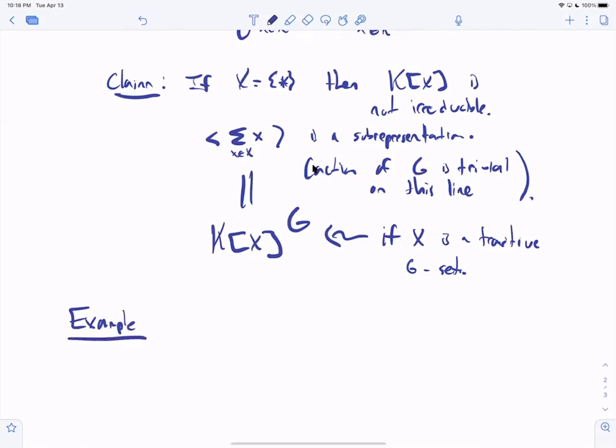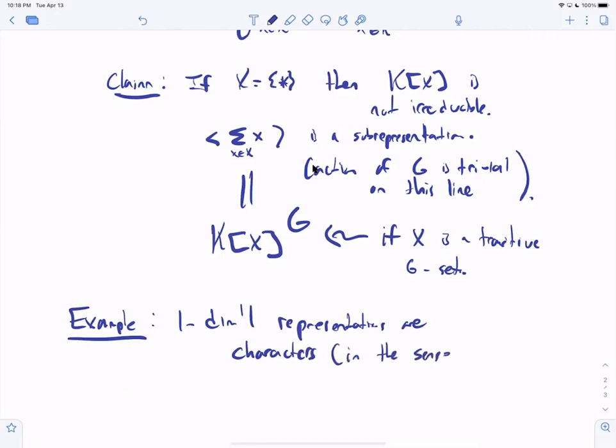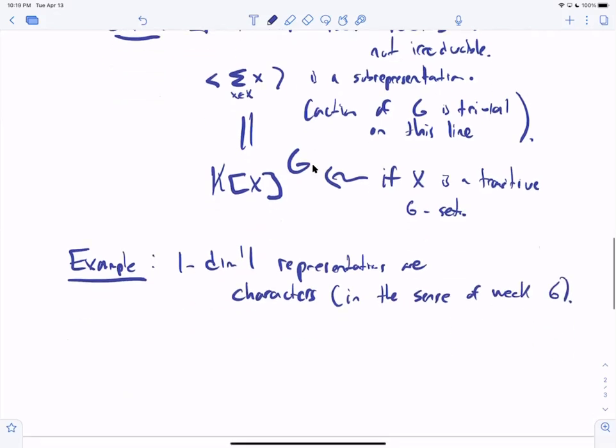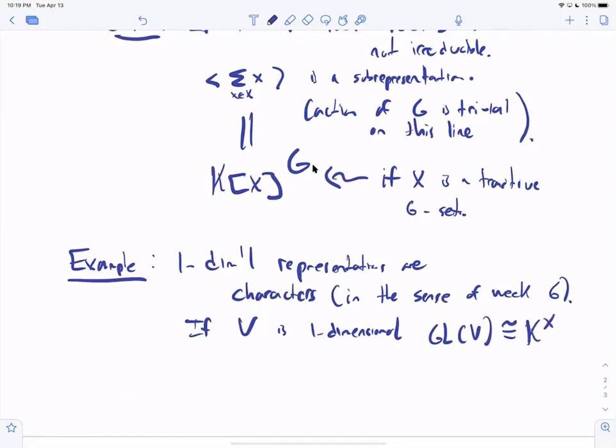Let me say another one. One-dimensional representations are just characters, in the sense of week 6. The point is, if V is one-dimensional, then GL(V) is canonically isomorphic to K cross. If V is one-dimensional, that means every linear transformation is just multiplication by some element of K.